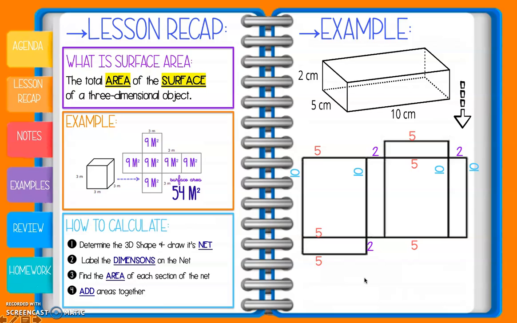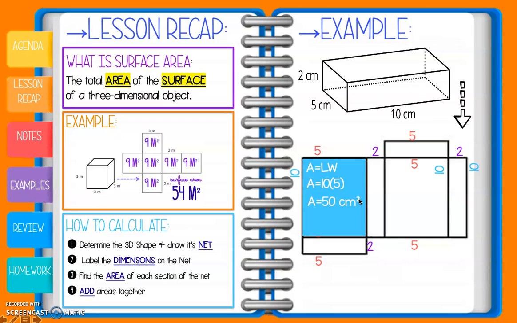So now that we have our dimensions measured, we're going to find the area of each section. Now, we're going to be using our area formulas, so we have to write them. This is a rectangle. So the area formula for a rectangle is area equals length times width. I have a length of 10 and a width of 5. So area equals 10 times 5. So we know that the front cover area is 50 centimeters squared.